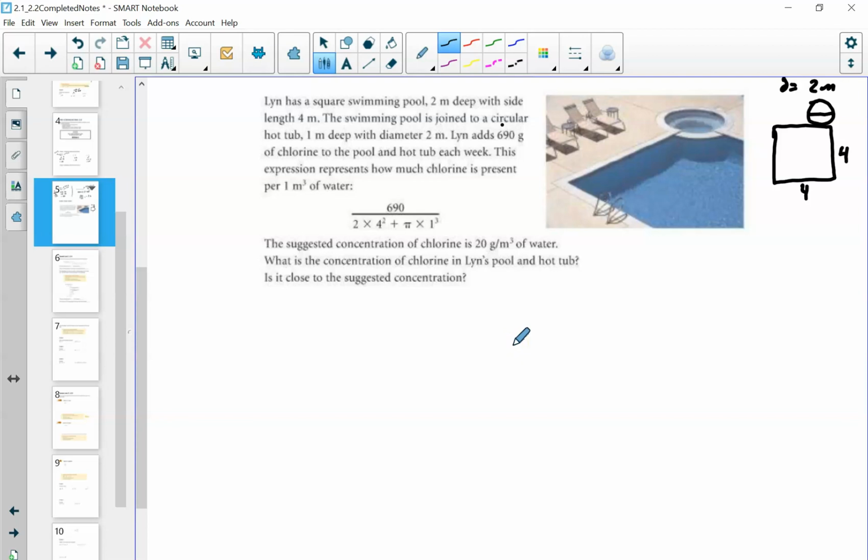Is it close to the suggested concentration? So basically we're saying she put 690 grams into the pool and hot tub. Did she put enough in? Did she put too much in? We've got to check that because that's important. You don't want too much chlorine in your pool and hot tub, because that bleaches your hair, makes you smell, and gets your eyes all red. So you've got to make sure we have the right amount of chlorine.